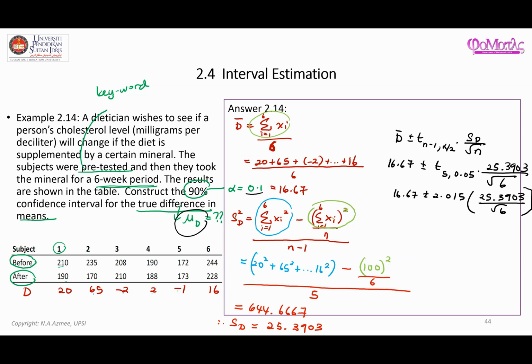I'm just going to write down the final answer. It's going to be mu d between negative 4.22 and 37.56. So this is the final answer.